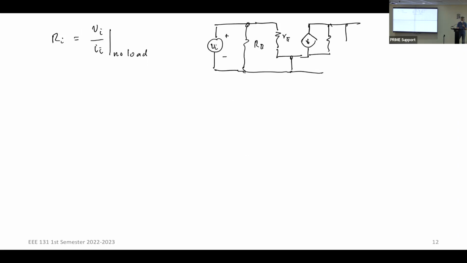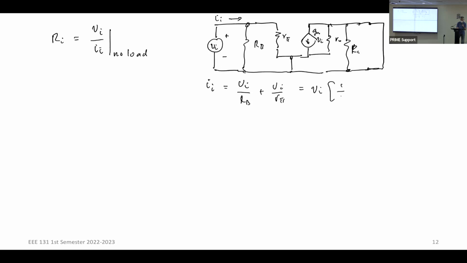RO. RC. And then this is RC, RO. This is GM, V sub I. We short the output. But note, if you take a look at this circuit, walang kinalaman to dito sa input. Right? Because this is I sub I. I sub I is just V sub I over RB plus V sub I over R pi, which is V sub I times 1 over RB plus 1 over R pi. So V sub I over I sub I, at no load, is just 1 over RB plus 1 over R pi raised to the minus 1, which is RB in parallel with R pi.